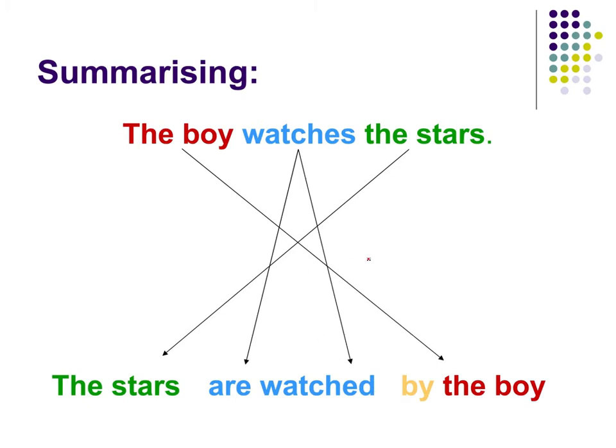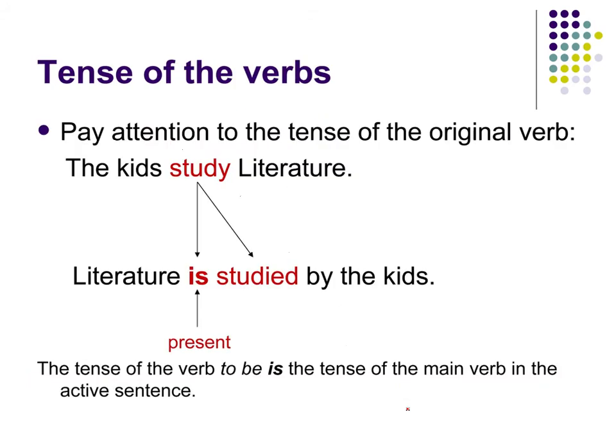Look at this map. The boy watches the stars. We start our sentence with the stars: the stars are watched by the boy. Notice here that we remove y and add ied.